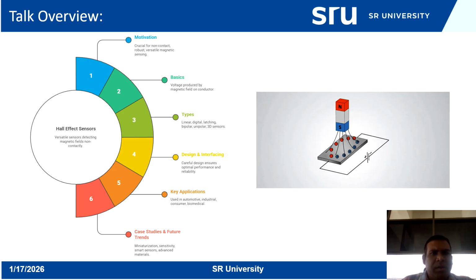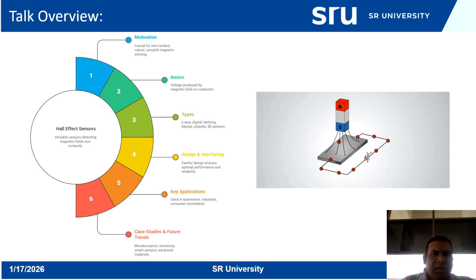The next point is basics of Hall effect. In this topic, we will discuss the principle behind the Hall effect, discovered by Edwin Hall in 1879. Here we will understand why a voltage appears when a current carrying conductor is exposed to a magnetic field. This simple physical phenomenon is the foundation for a wide range of modern sensors used in industries.